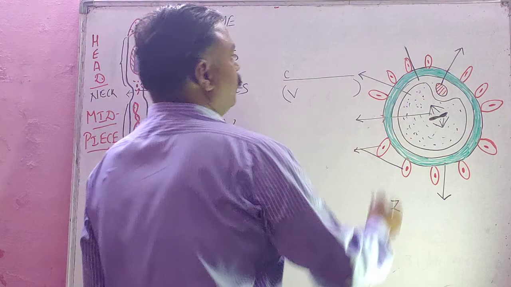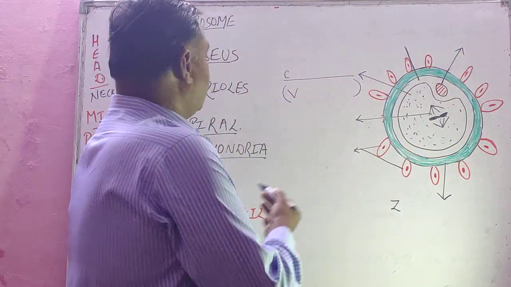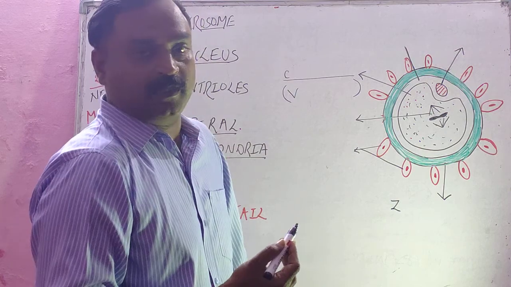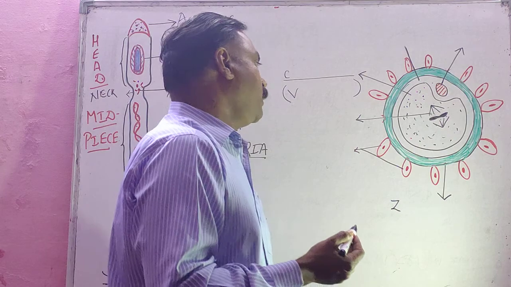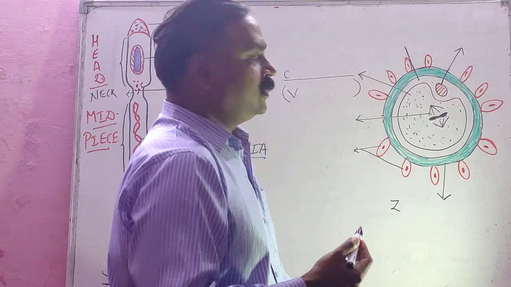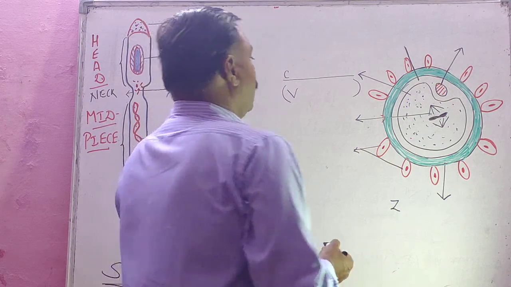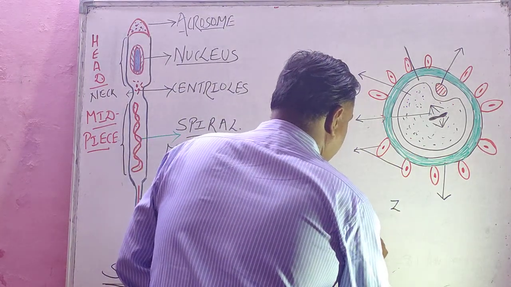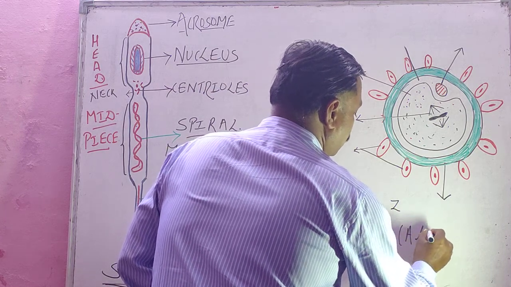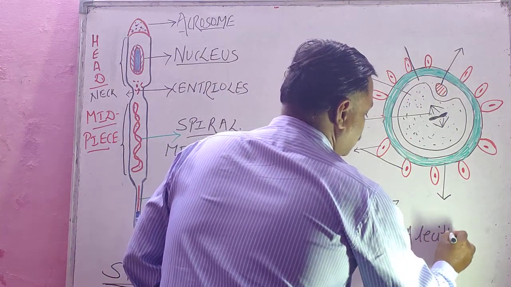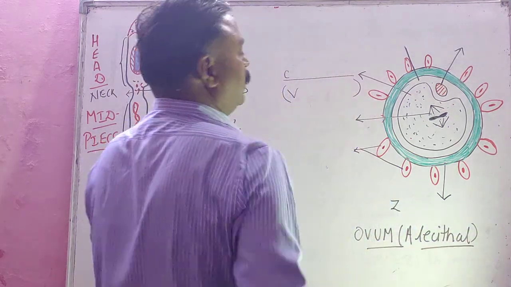Now here, very important, this structure is new for you. In 10th you have not studied this structure in detail. That is the structure of the human ovum or egg. Students, very important for the NEET examination, the human ovum or egg is alecithal. Alecithal means devoid of yolk. Yolk is not in this.